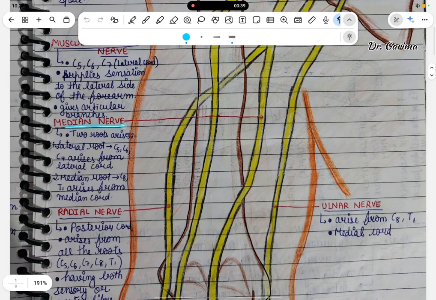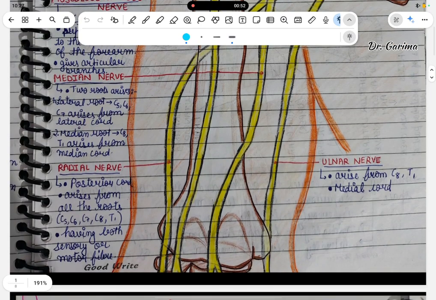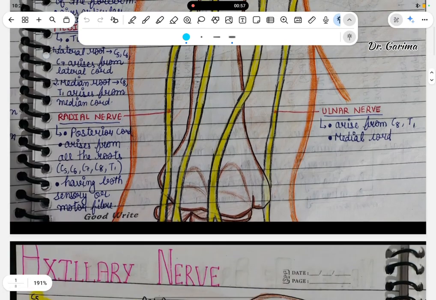Third is the median nerve. It has two roots. First is the lateral root and second is the medial root. The lateral root arises from C5, C6 and C7 and forms the lateral cord. The medial root arises from C8 and T1 and forms the medial cord.